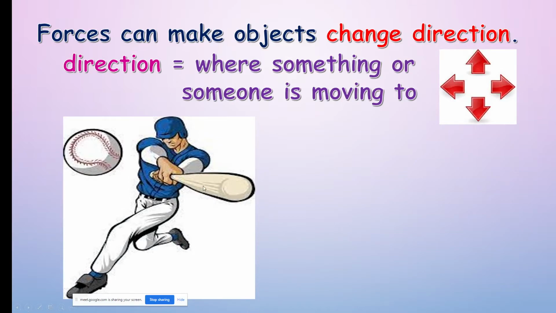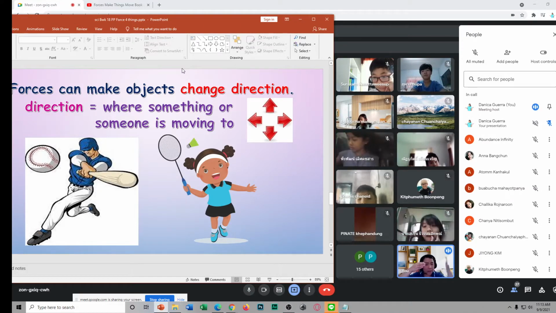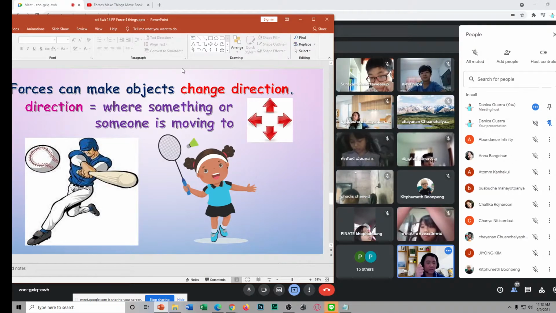This is a baseball game. You have the baseball and then the bat. For example, Ayong Kun is playing baseball with me. Okay? Ayong Kun throws the ball to me. So, from Ayong Kun, the ball goes straight towards Teacher Danica. But when I hit it with the bat, I'm pushing the ball with the bat. From straight, the ball can go to my left. Or when I hit this way, from straight, the ball can go to my right. It changes its direction because I pushed it. Do you understand?